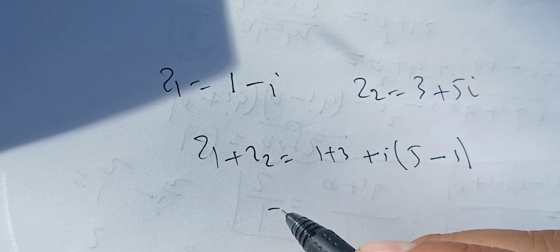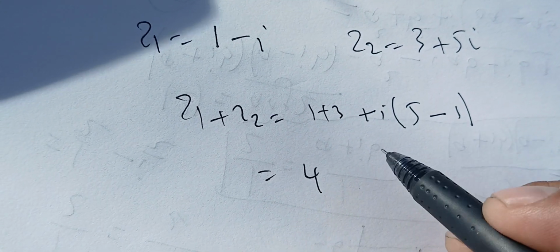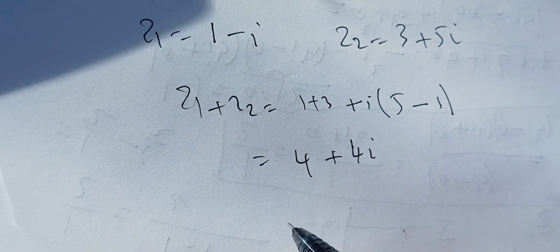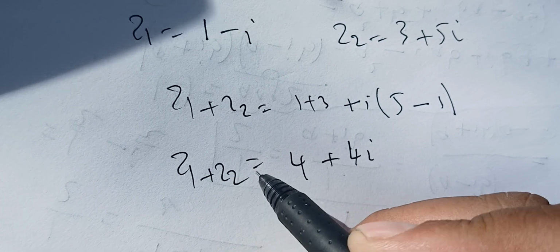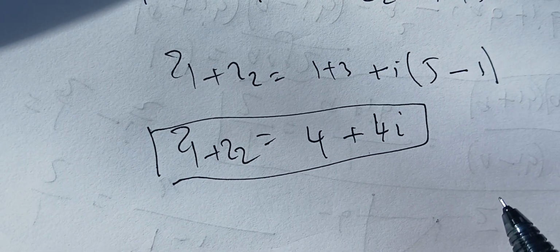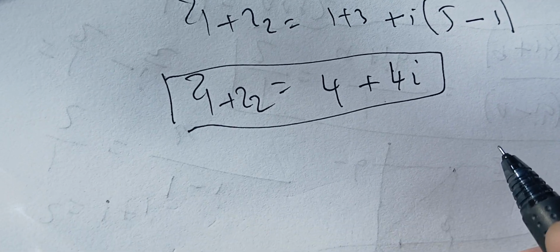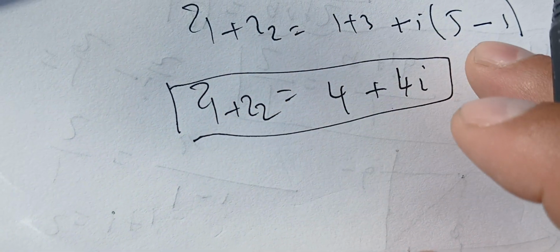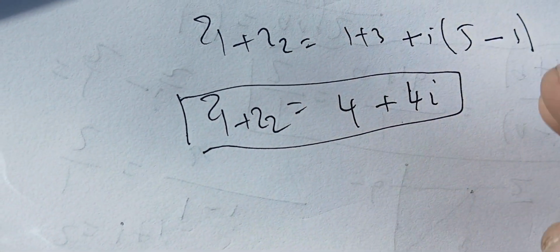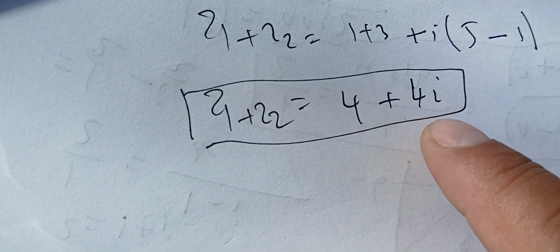So 1 plus 3 is 4, and 5 minus 1 is 4, so we get 4i. So z1 plus z2 equals 4 plus 4i. Remember, when we add two complex numbers, we just add the real part with the real part and the imaginary part with the imaginary part, without forgetting the i.